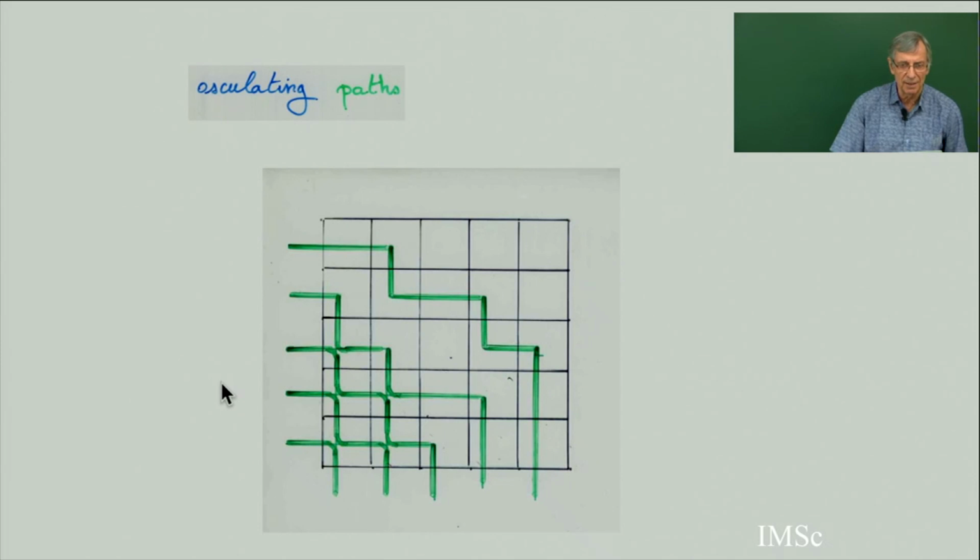So here is an example of what is called osculating paths. You see the starting points are here, the ending points are here. They go only east and north. They start from consecutive points and end in consecutive points, and you see when there are two paths, they can touch only in one point. And then you don't cross. You don't even follow, you just touch in one point. So this is called osculating paths.